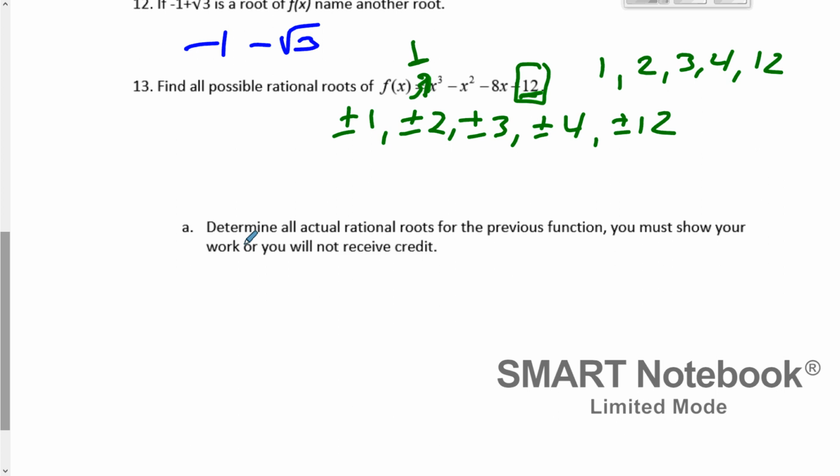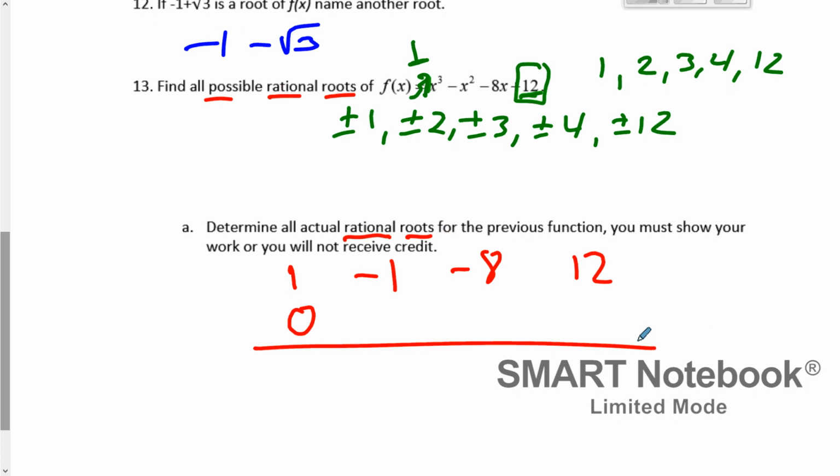Now 13a, I want to find the actual rational roots. These are just the possible rational roots. Now I want to find the actual rational roots. So that's when I do synthetic division. Take my coefficients 1, negative 8, and positive 12. And I'm not missing anything, right, because it's a cubic, so I should have 4 terms here. 0 in my second row.